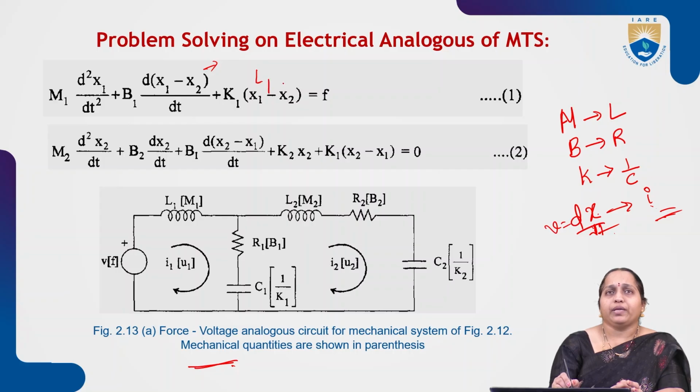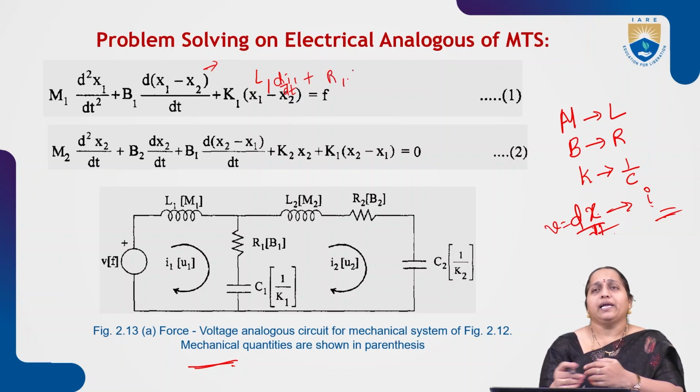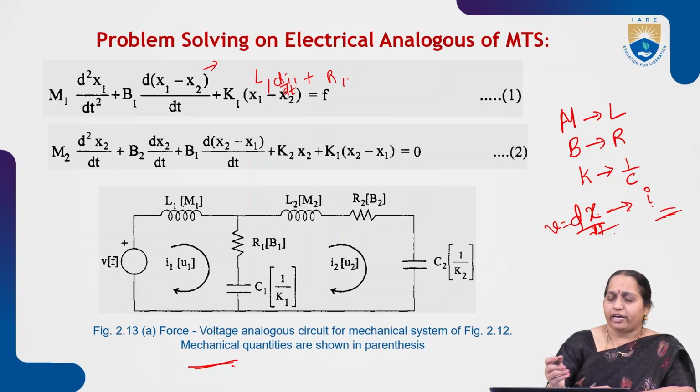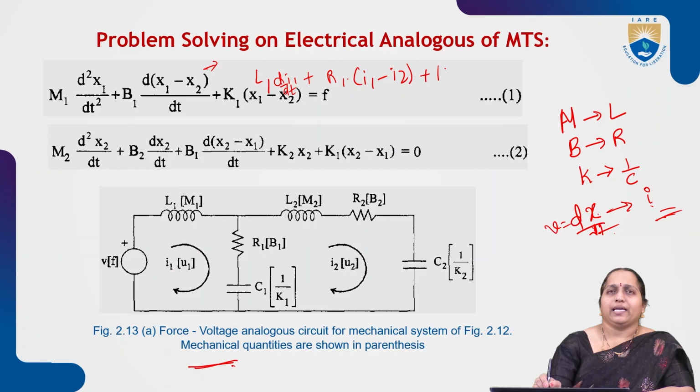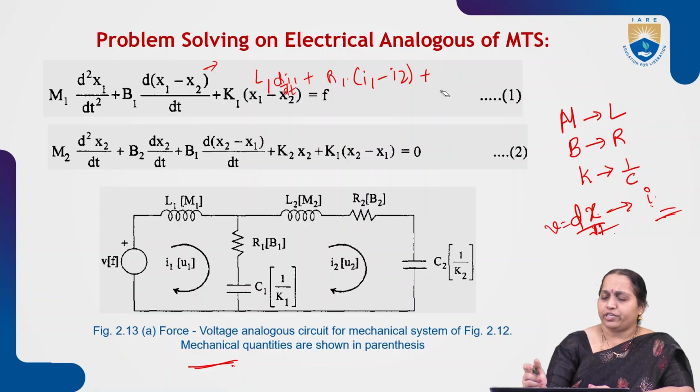L1 into di1 by dt plus B1. B1 is nothing but R, so R1 into dx by dt, which is nothing but I. So R1 into I1 minus I2 plus K1 into, when dx by dt is I, then x will be equal to integral I. So it is K1. What is K1 equal to? Equivalent to 1 by C, so it is 1 by C1 integral of I1 minus I2.